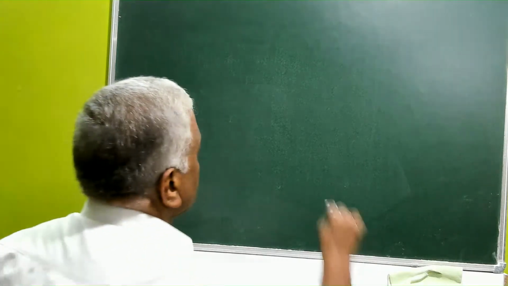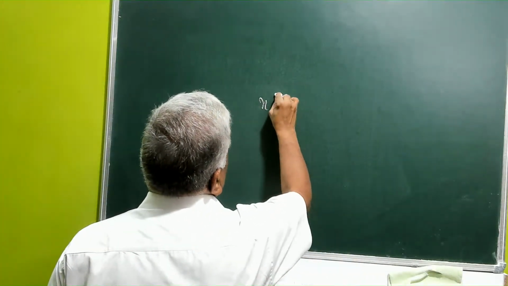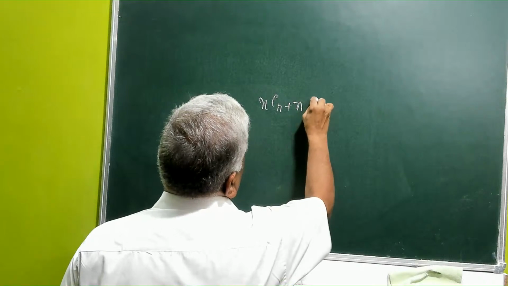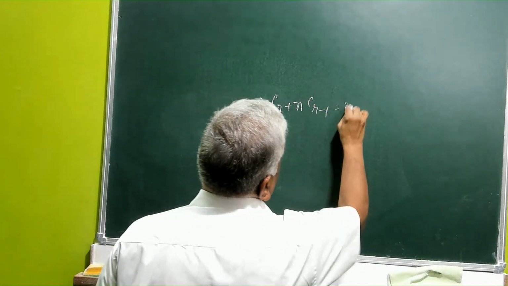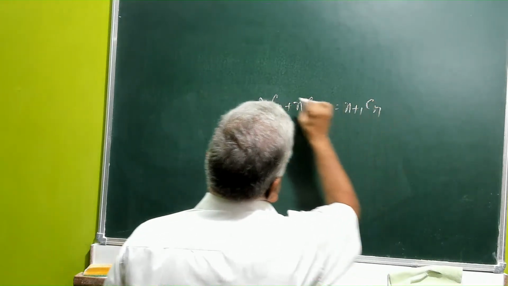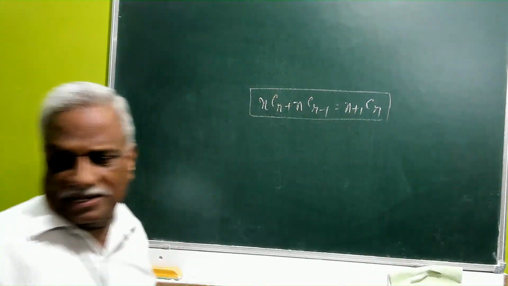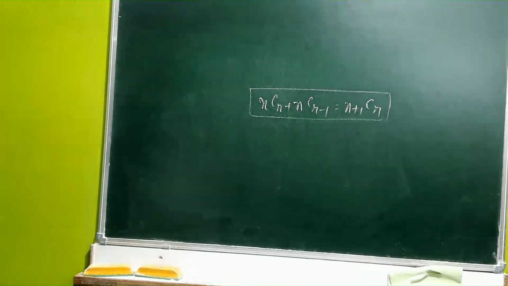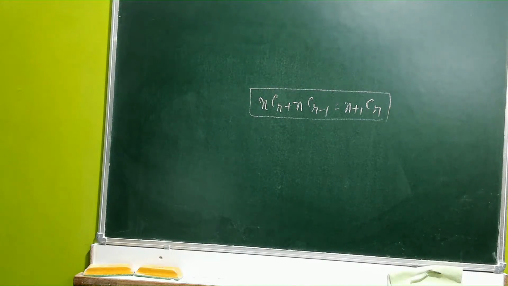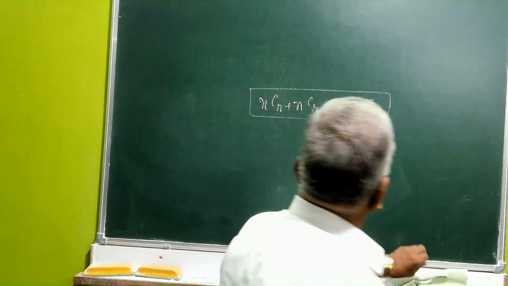One more formula: nCr plus nC(r minus 1) equals (n plus 1)Cr. This formula we are going to use in binomial theorem, but just remember it. We may require it for some problems in KCET problems, which we are going to discuss.